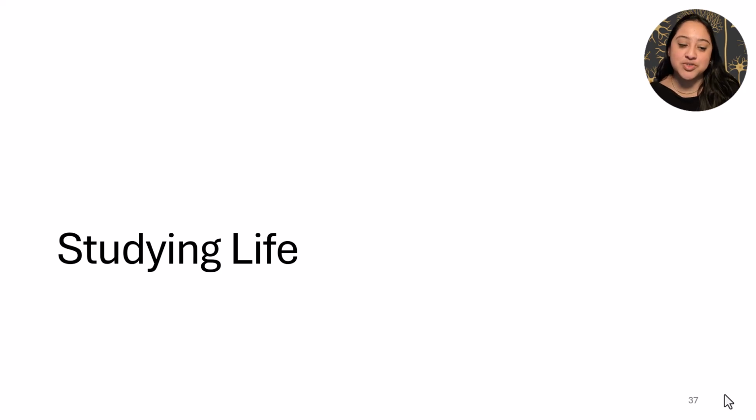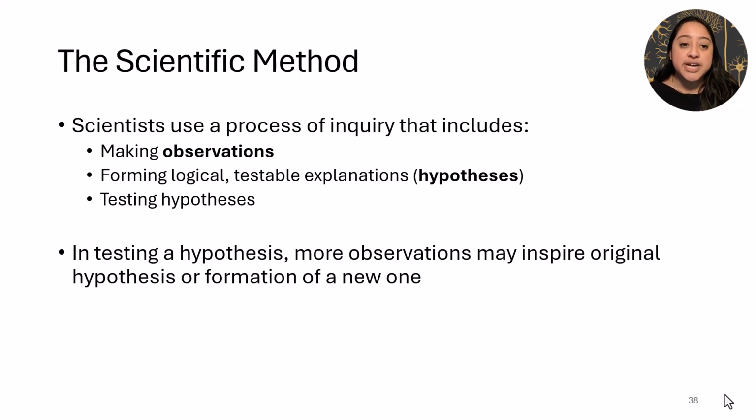Okay, this is part 2, studying life. So how do we go through the scientific process? Scientists use a process of inquiry that includes making observations. We can make all kinds of observations about the natural world, and usually this leads us to asking a question. Why does this happen?